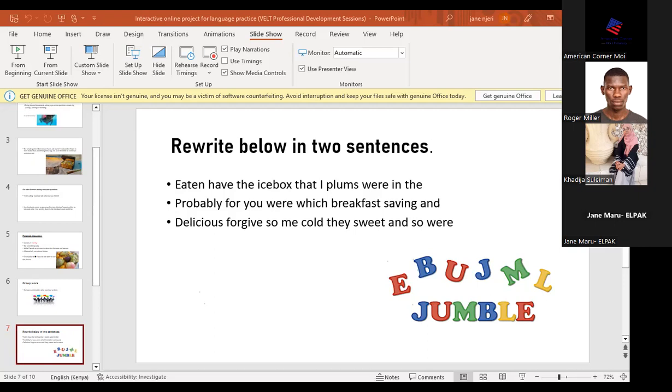So we have the first two. I have eaten plums that were in the icebox. That was Luceno. And then Lily and Nancy had said, I have eaten the plums that were in the icebox. Then Lillian has said, you are probably saving for breakfast. Thank you.